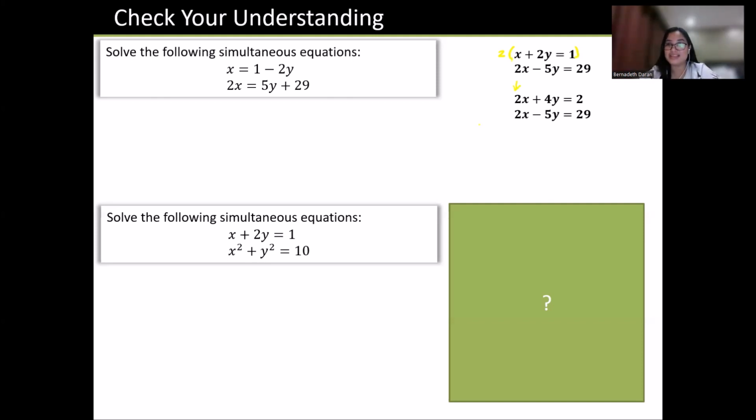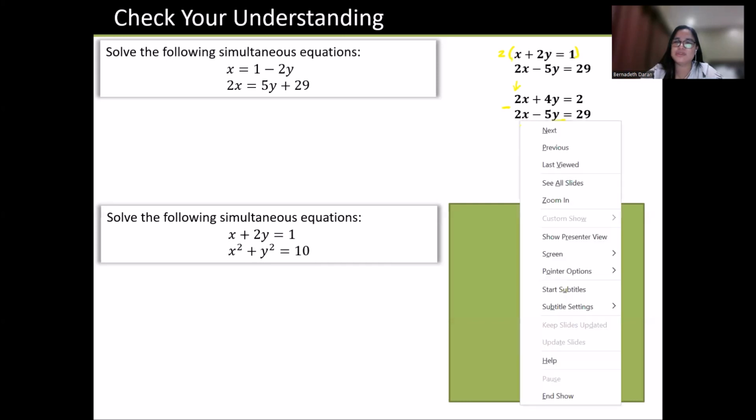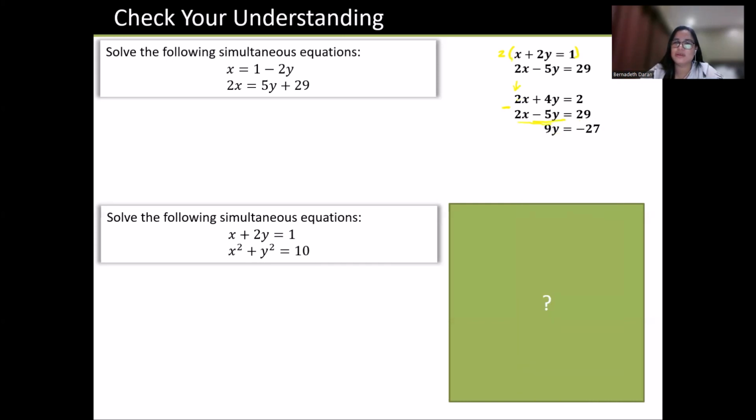Then what do we do next? We subtracted, right? So when we subtracted them, 2x minus 2x now becomes 0, and 4y minus negative 5y is 9y, and 2 minus 29 is equal to negative 27. Then we can now solve for y, which is equal to negative 3.